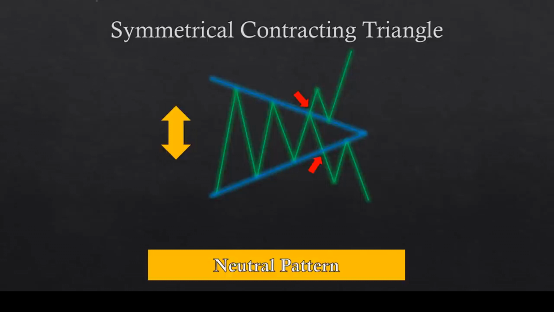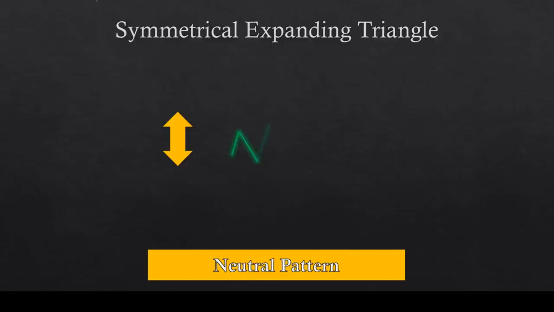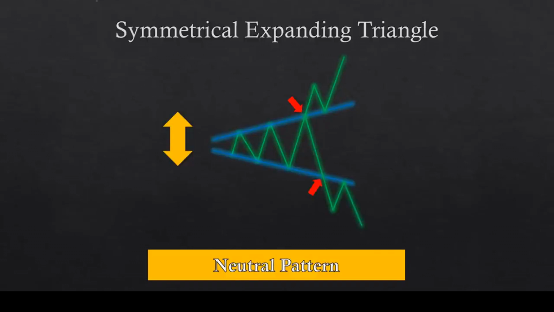The next triangle is called symmetrical expanding triangle. This one implies an increase in volatility that can be quite challenging to trade. If price breaks out of the pattern to the upside, the stop should be below the lowest low in the pattern or below a confirmed demand zone. If price breaks the pattern to the downside, the stop should be above the highest high in the pattern or above a confirmed supply zone. The target in all situations should be at least 3 times as big as the stop.